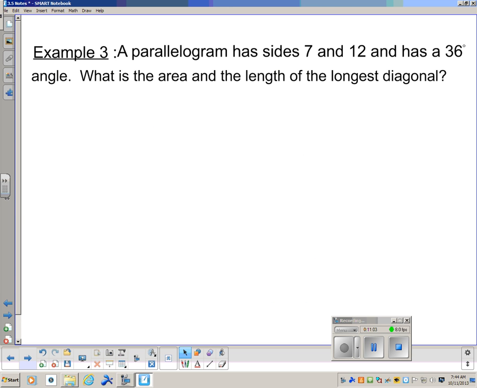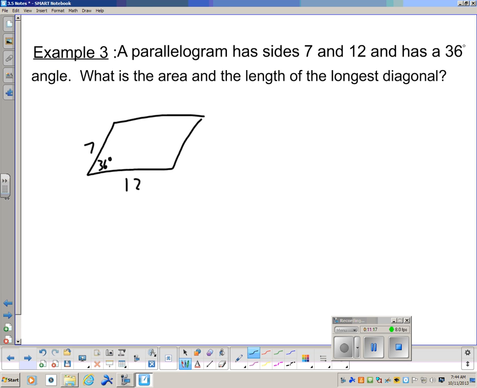All right, we've got one more left to do, I believe. So now we've got a parallelogram. Its sides are 7 and 12, and it has a 36-degree angle. What is the area and the length of the longest diagonal? So if this one here is 36, then the one up here has to be its supplement. So I have to take 180 minus 36, and I get 144. So this is 144 degrees.